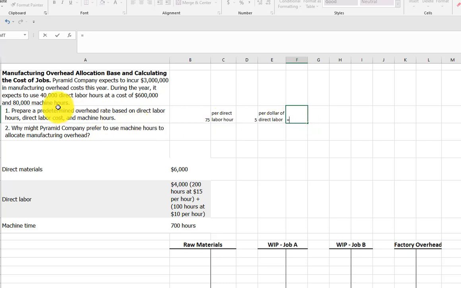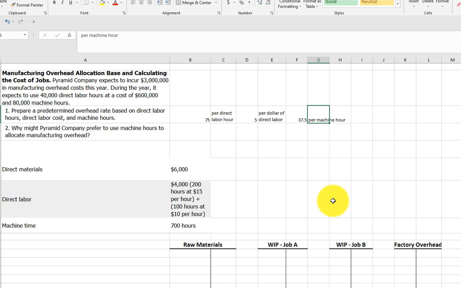We'll take the 3 million and divide it by 80,000 machine hours, and we get $37.50 per machine hour. So we're going to use one of these three to calculate this.